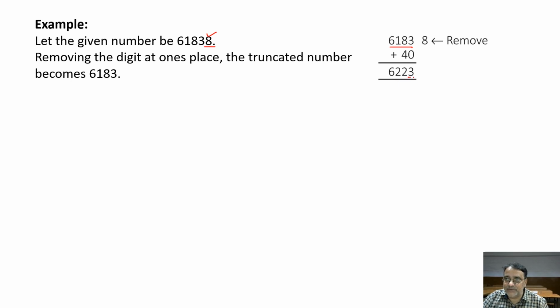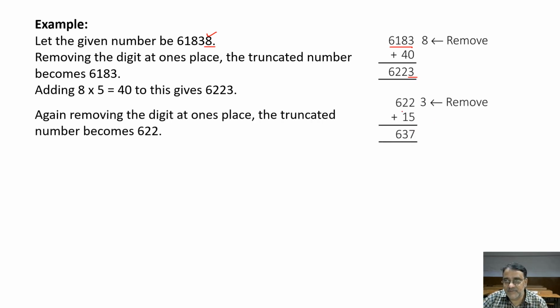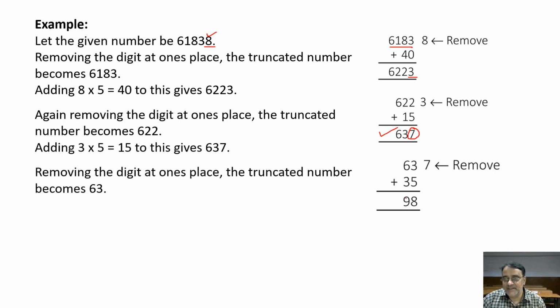Again we have to remove 3. 3 को निकाल के फिर into 5 करो, that is 15. फिर ऐड करो इस नंबर के साथ में 622. We are getting 637. फिर से 2 digit नंबर मिल गया. फिर 7 को हटाओ, remove 7, multiply with 5, that is 35, and add with the truncated number, that is 63. So we are getting 98.